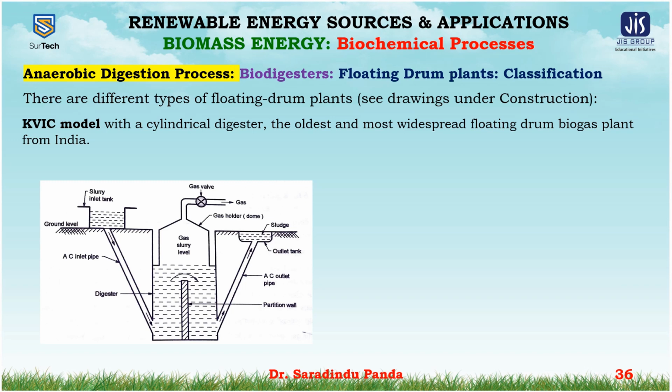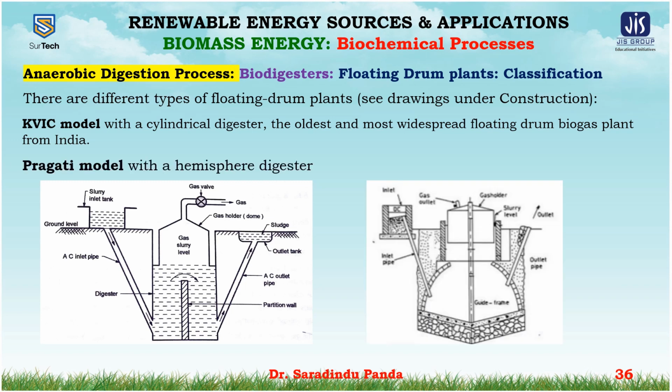The gas holder has a life of less than 10 years, and cow dung is the material used in this plant for producing the gas. Second is the Pragati model with a hemisphere digester. It was developed by the United Socio-Economic Development and Research Program. It is a cheaper floating drum biogas plant. The depth of the pit is less than the KVIC plant. It can be constructed in hilly and higher water table areas. The cost of this plant is 20% less than the KVIC plant.